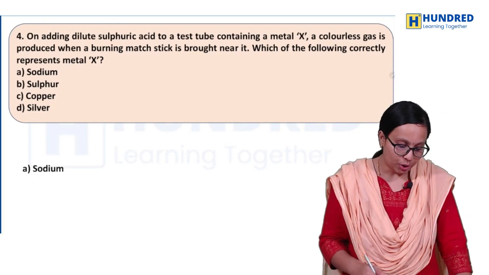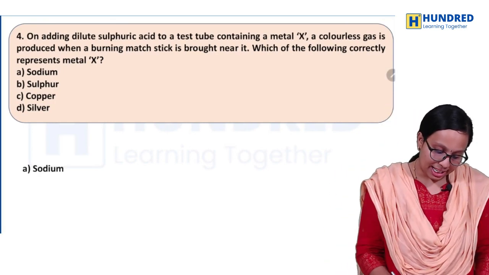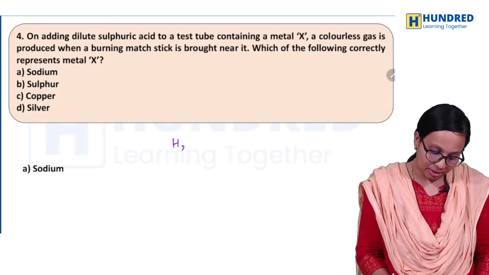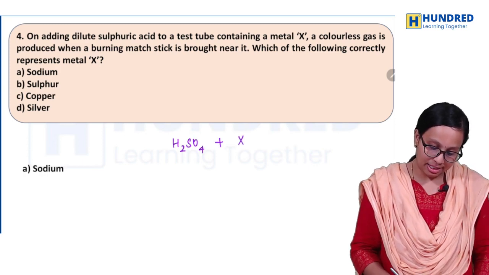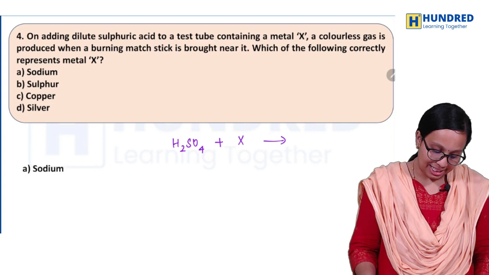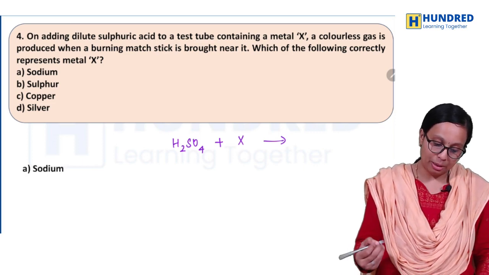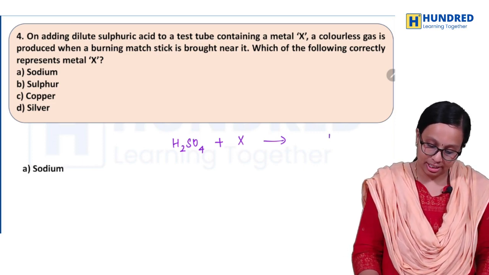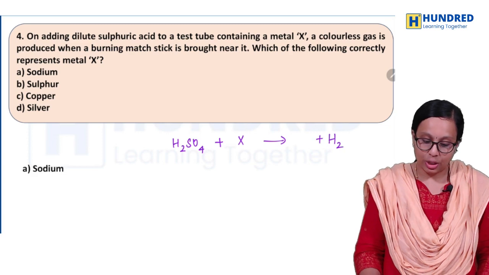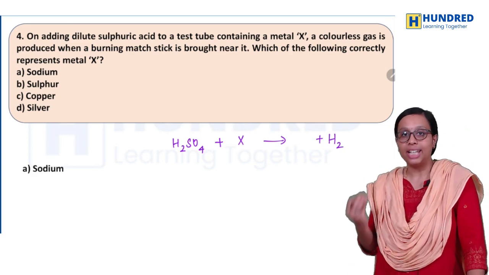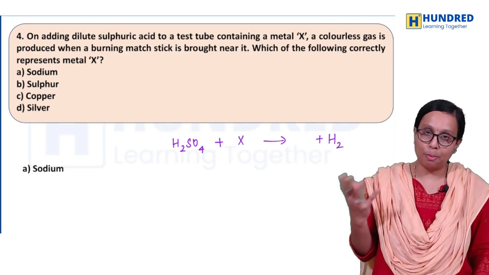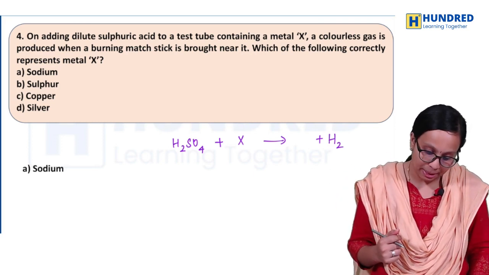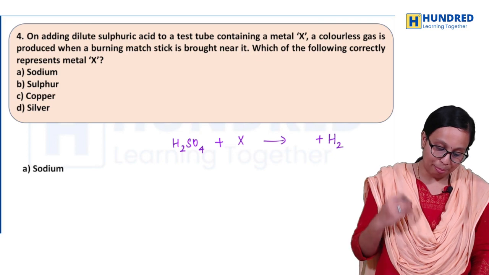Next question. On adding dilute sulfuric acid to a test tube containing a metal X, you're getting a colorless gas that is produced when a burning matchstick is brought near it. So it is hydrogen. So we know the test to find out the hydrogen gas and carbon dioxide gas. So hydrogen gas, you'll hear that pop sound when you bring a matchstick close by. Which of the following represents the metal X?